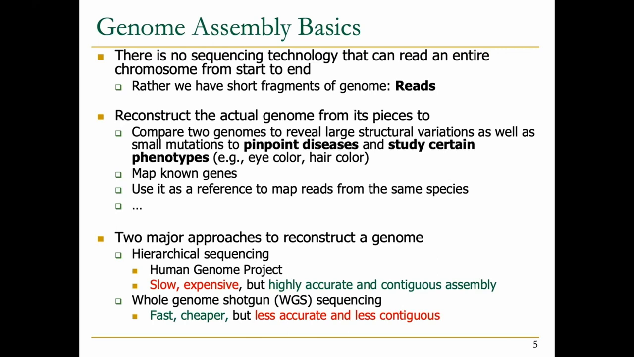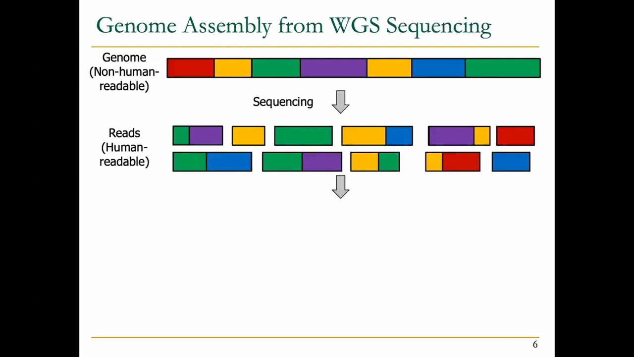Another approach is called whole genome shotgun sequencing, and that type of sequencing is usually fast and relatively much cheaper compared to hierarchical sequencing. But we know that it's less accurate and less contiguous. It usually generates short reads with erroneous reads, let's say, with a relatively high error rate. So then let's focus on how to construct the genome assembly from whole genome shotgun sequencing.